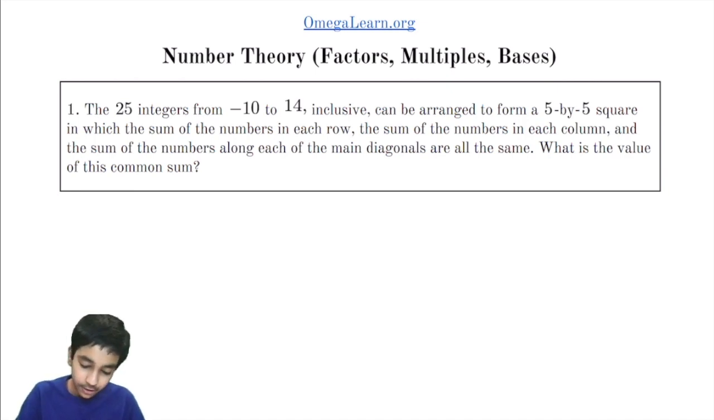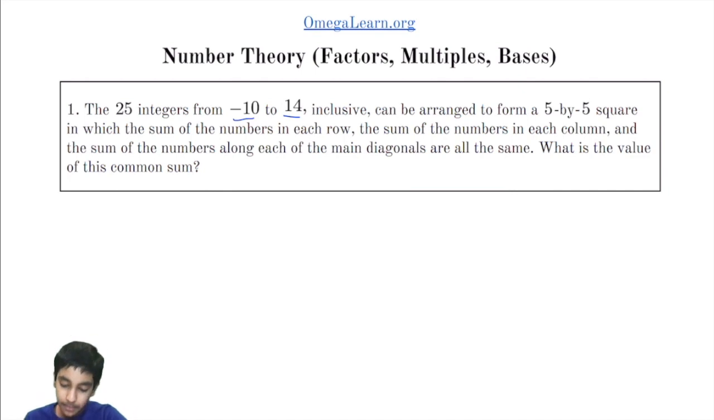The 25 integers from -10 to 14 inclusive, so we're including all the bounds, are to be arranged to form a 5 by 5 square in which the sum of the numbers in each row, the sum of the numbers in each column, and in each of the main diagonals are all the same. So what is the total sum of all the numbers? What's -10 plus -9 plus all the way till 14?